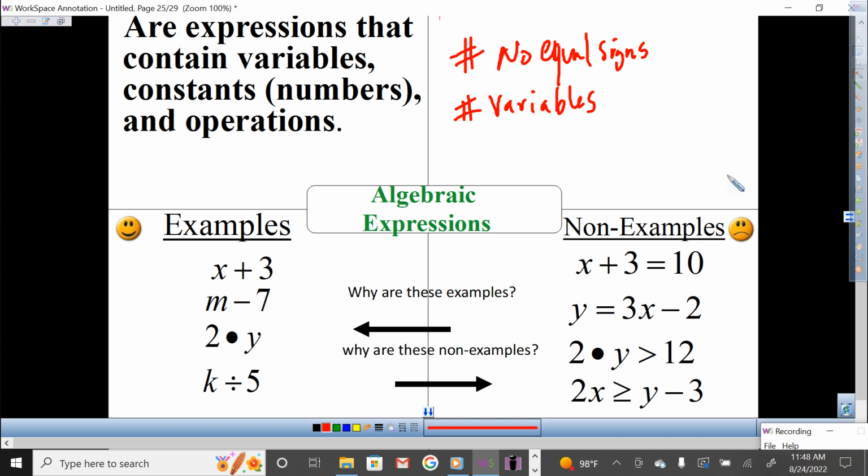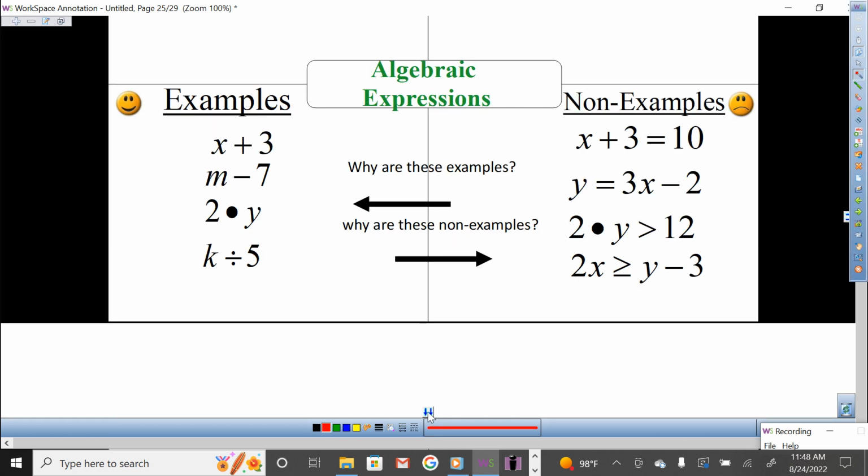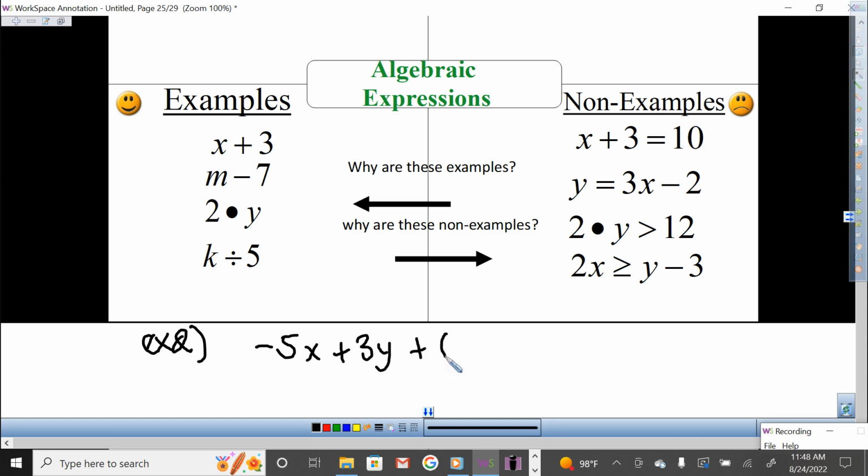And last but not least, underneath that, I'm going to ask you to write example Q. I'm going to go over one example, just one example. Here we go. Negative 5x plus 3y plus 6x plus negative 6y. Anywhere on the bottom, that's fine.